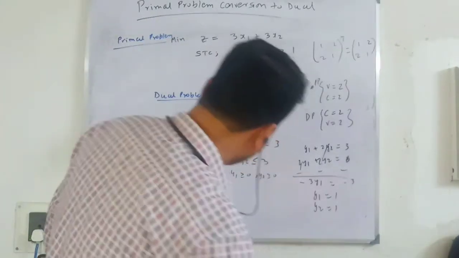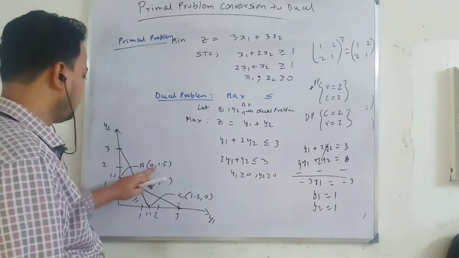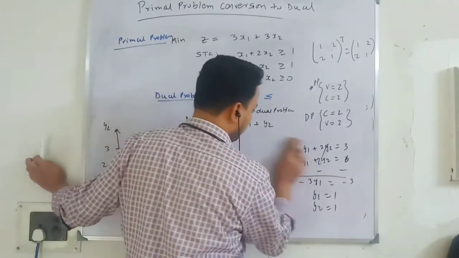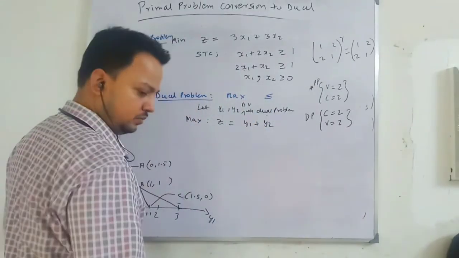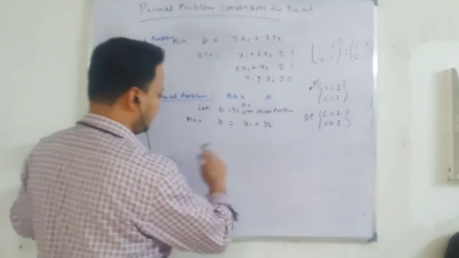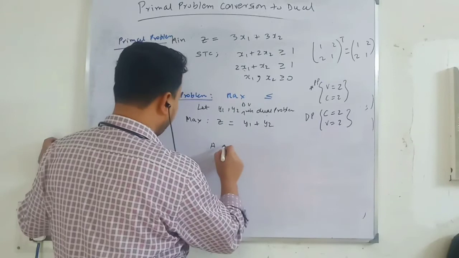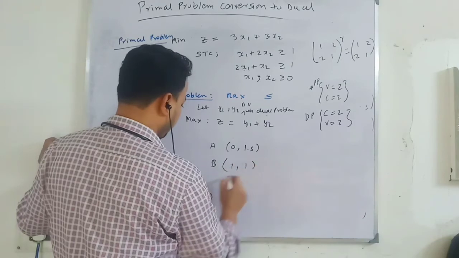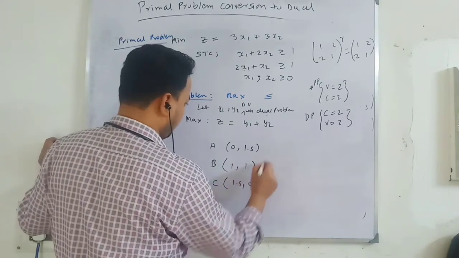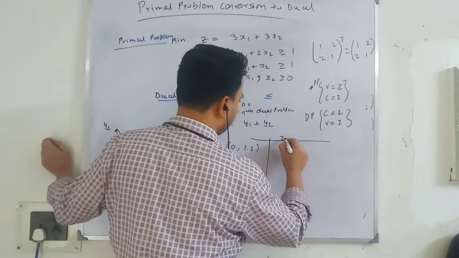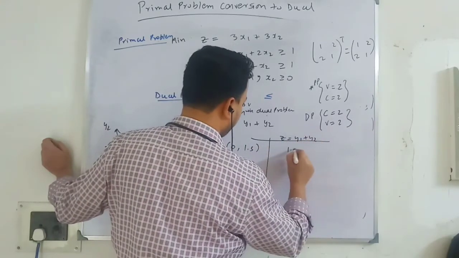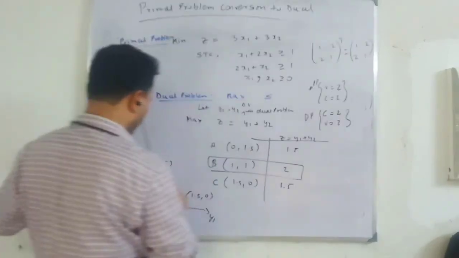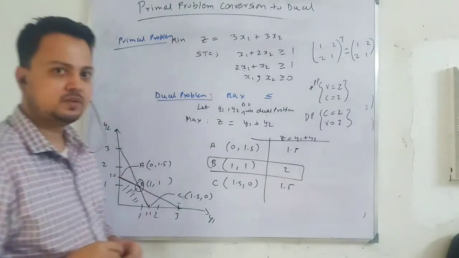Okay. Now, I want to know which of these values maximizes my objective function. That is our purpose. So I'm just writing down the points, not separately for y1 and y2. We have 3 points: A, 0, 1.5, B, 1, 1, C, 1.5, 0. And my objective function is z equal y1 plus y2. So this will be 1.5, this will be 1 plus 1, 2, this will be 1.5. Okay. So at point B, my objective function will be maximized.